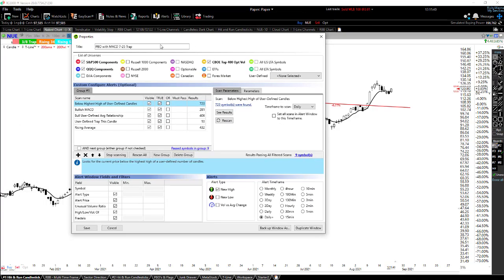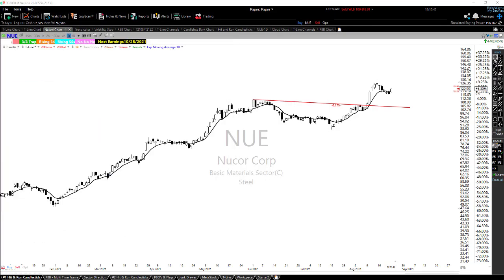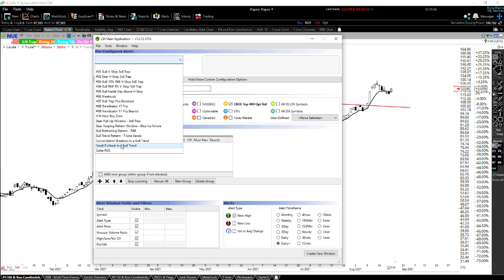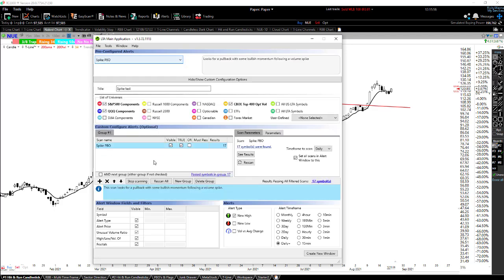Right there. Whoops. Yeah, I need to start with a fresh one. There we go. So you simply want to go to the application window, click on the pre-configured alerts, and it's the very last one. Just click on it. Notice there's nothing there. Again, we'll talk about what's in there tomorrow. And then you can choose your watch list.